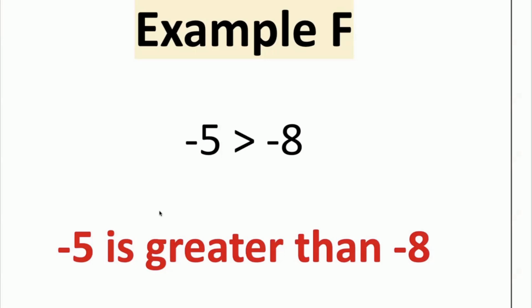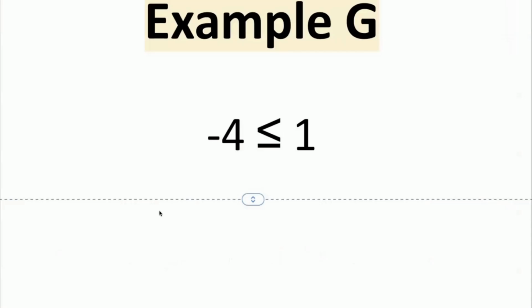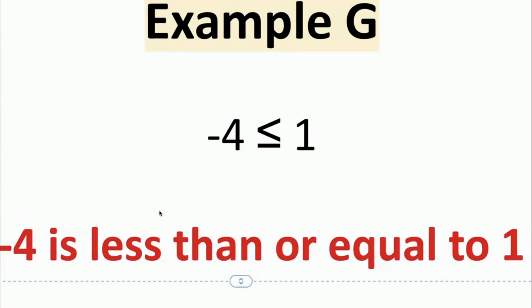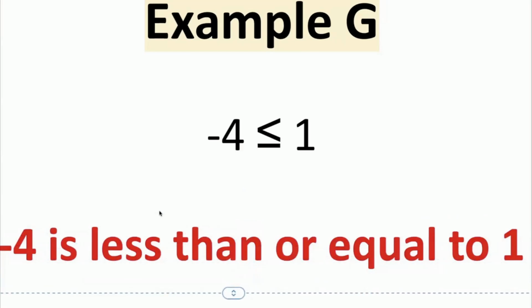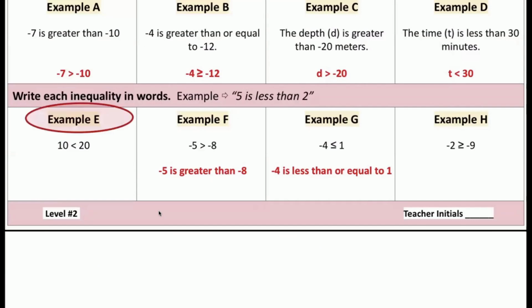Make sure you have this down. For example G, we're going to just write the number negative 4, and then in words, we'll write is less than or equal to 1. Pause the video, make sure you have this down. Complete problems E and H on your own. Once you finish both problems, check in with your teacher to get additional feedback.